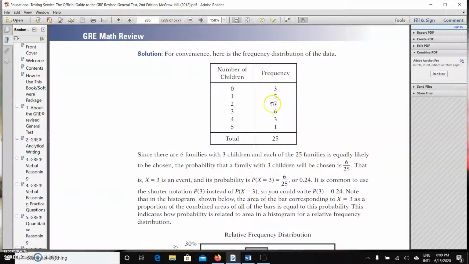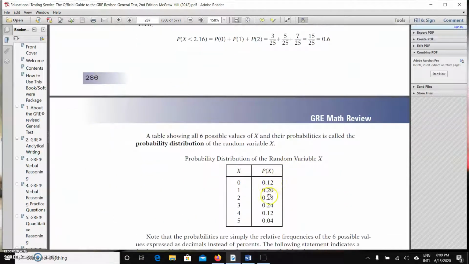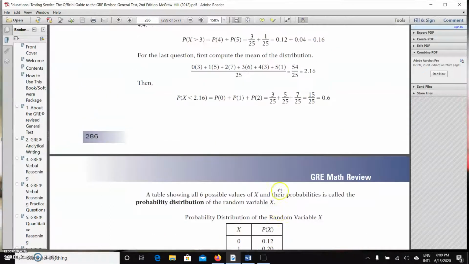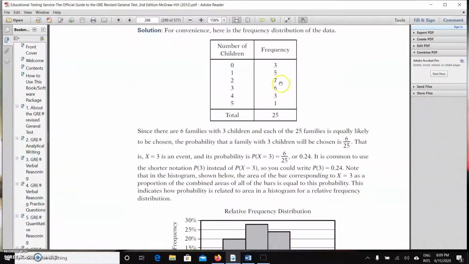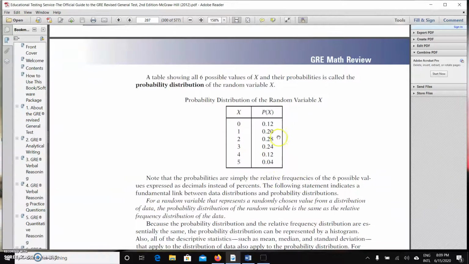The probability of this one is going to be 5/25. And that's what they did here. So they just used 3/25, 5/25, and that's how they got this decimal. 3/25 is 0.12. 5/25 is going to give you 0.20, and so on like that. And for the other ones too, 7/25, 6/25, 3/25, 1/25. So that's what they did here.